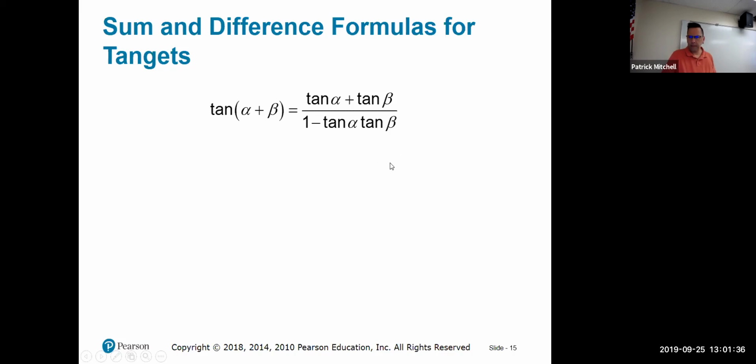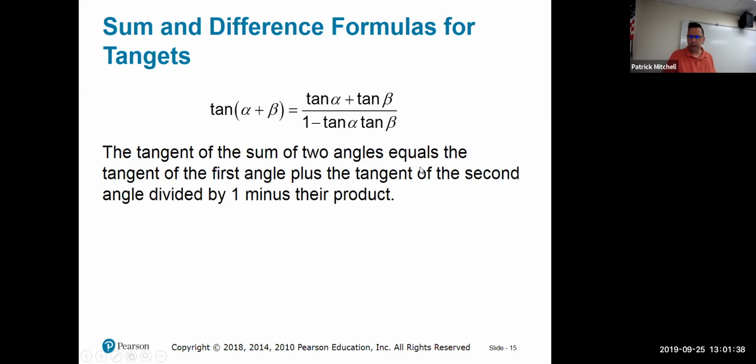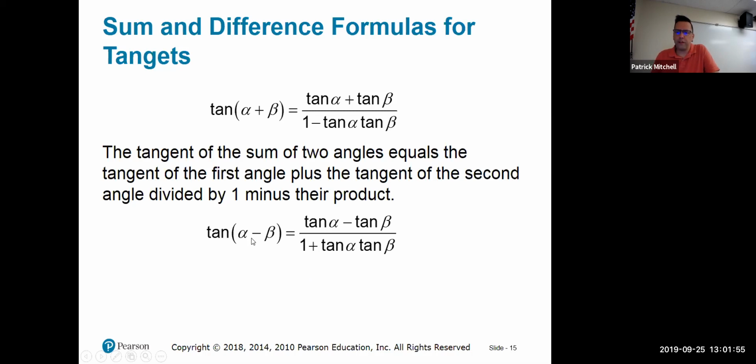Putting this into words is not helpful. And I have never heard of a tangent rhythm. So if you want to try to come up with some easy way to remember this, I will leave that up to you. So the difference formula for tangent just changes all of the signs inside. With the addition formula, you have plus on top, minus on the bottom. The difference formula is reversed.